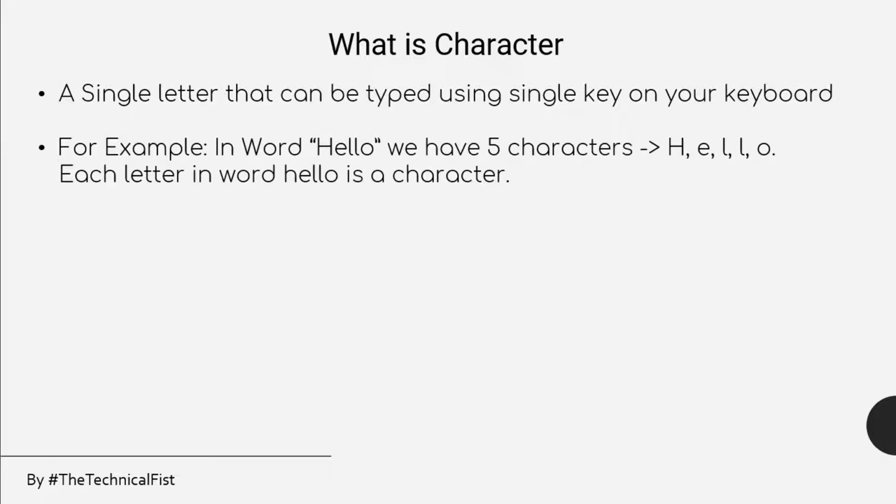For example, we have a word hello. In this word hello, we have 5 characters: H, E, L, L, and O. So we have a total of 5 characters in this word hello. As you can see, every single letter is a character.